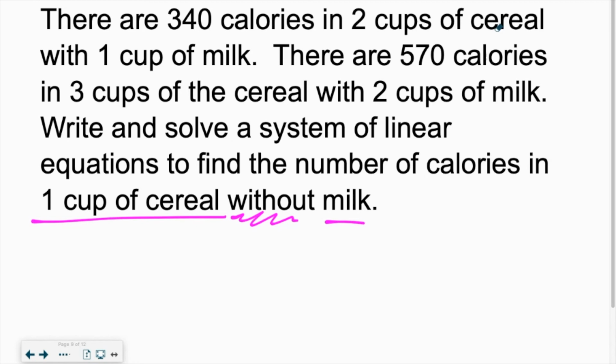So we're looking at this, and each one in its own spot. So first up, we know 340 calories are in 2 cups of cereal with 1 cup of milk. I'm going to call these guys just as I see them.